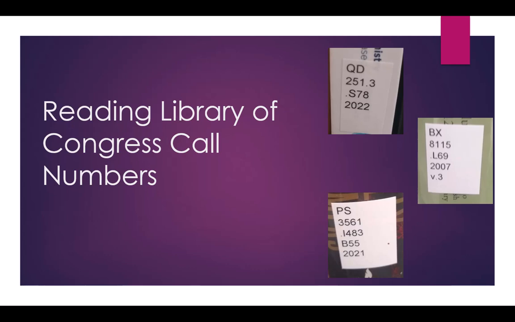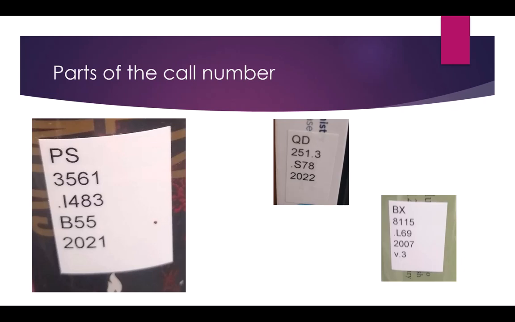Reading Library of Congress call numbers. Let's look at the parts of the call number first. Those first two lines are the subject. The broadest subjects in Library of Congress are represented with letters. Here, P is the class and S is the subclass. So the P's are literature books, PS is American literature.